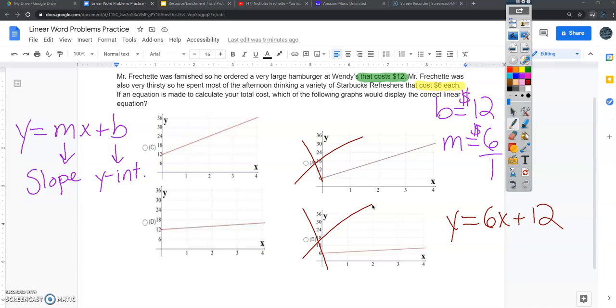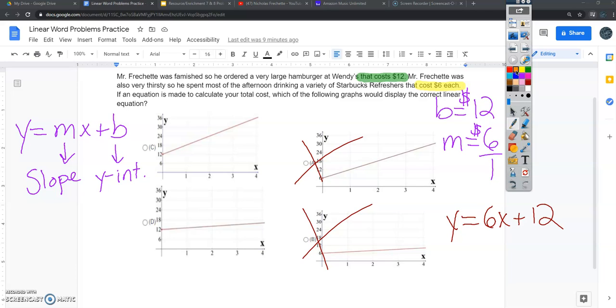So, Sonny, we've got to figure out what our slope is. That's going to be the next thing. We've narrowed it down to about a 50% chance. We could flip a coin and probably get the right answer. Both of these right here have a starting value of $12. So Mr. Frechette goes to Wendy's. He's got to pay $12. He's got to buy that big burger to hang out for the rest of the day. So which one is going to have a slope of 6 over 1? It's going to rise 6 and go to the right 1.